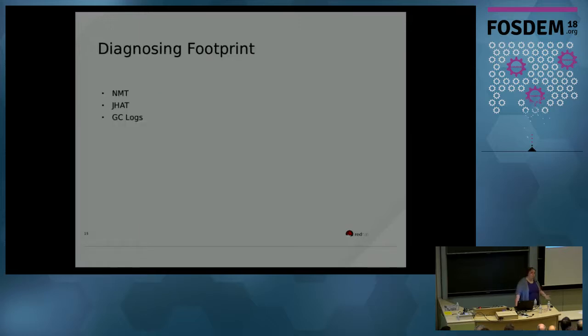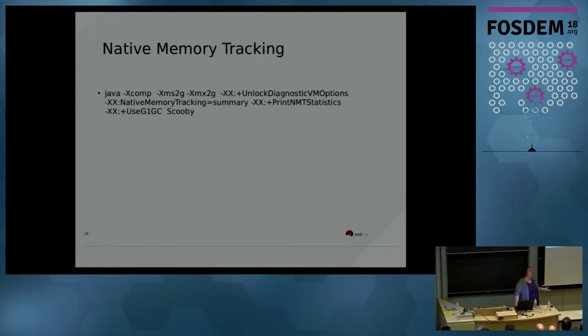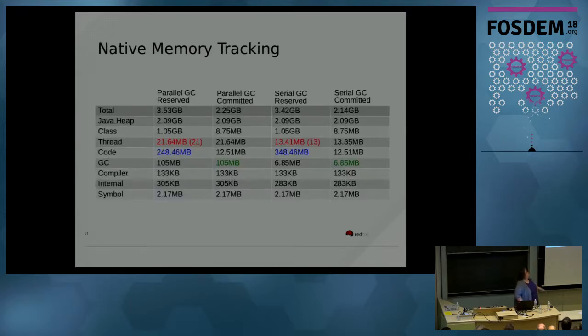And so what tools do we have to look at our memory footprint and figure out what's going on? Native memory tracking. Again, I've got the command lines here, mostly just so that if you guys are sitting there, you can look at them and just copy and paste them. But it's interesting to look at what native tracking tells you, where your memory is going, right?